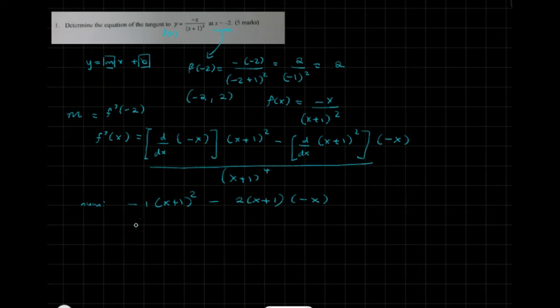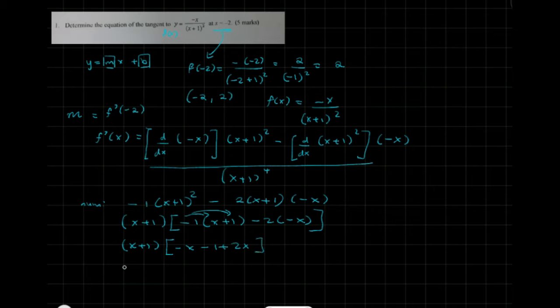And if I simplify this, I'm going to factor out an x plus 1 here. So if I factor out an x plus 1, we get negative 1 times x plus 1 minus 2 times negative x. And this is going to give me x plus 1 times negative x minus 1. So I'm going to expand this out. It's always good to factor this out because it will make our expression more simplified and easier to work with. This is x plus 1 times negative x plus 2x, which is x minus 1. Okay, so this is what the numerator looks like.